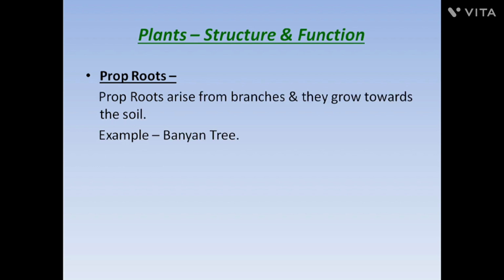Let us see what are prop roots. Prop roots arise from branches and they grow towards the soil. They come up from the branches and grow towards the soil. The best example is banyan tree.